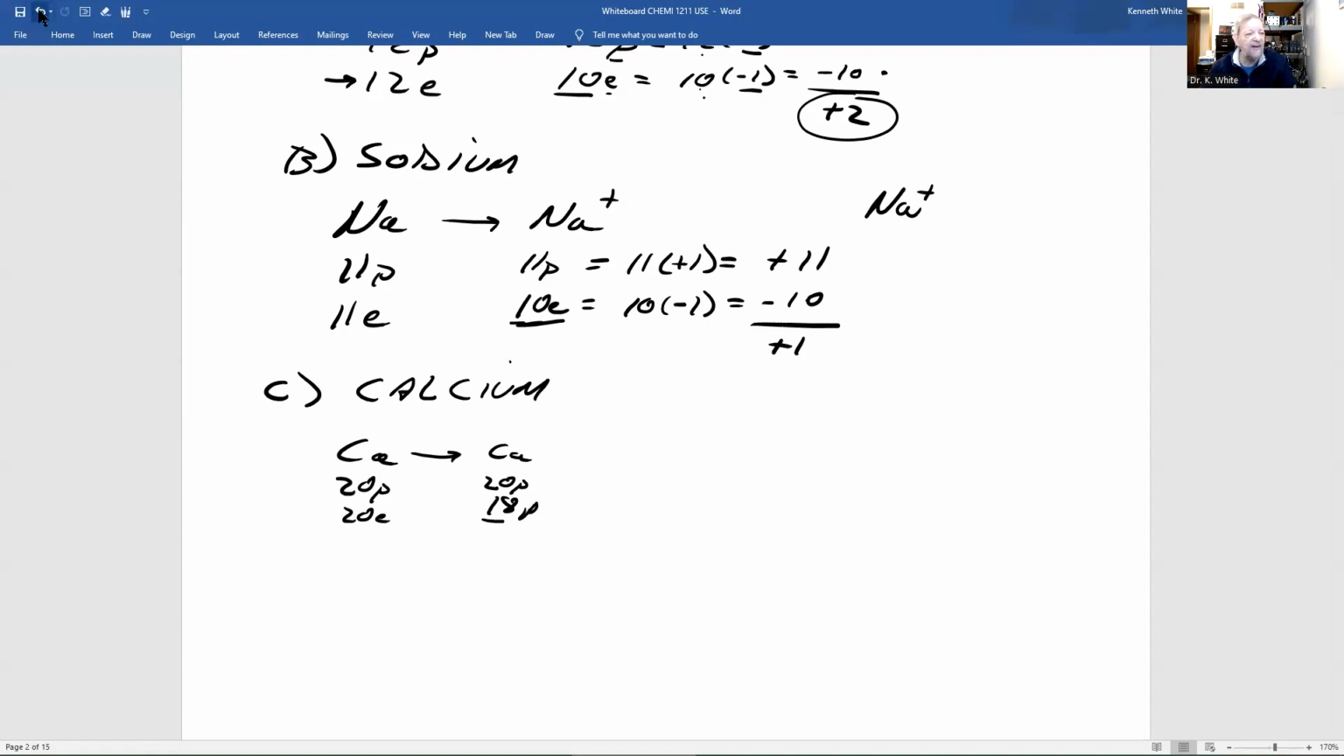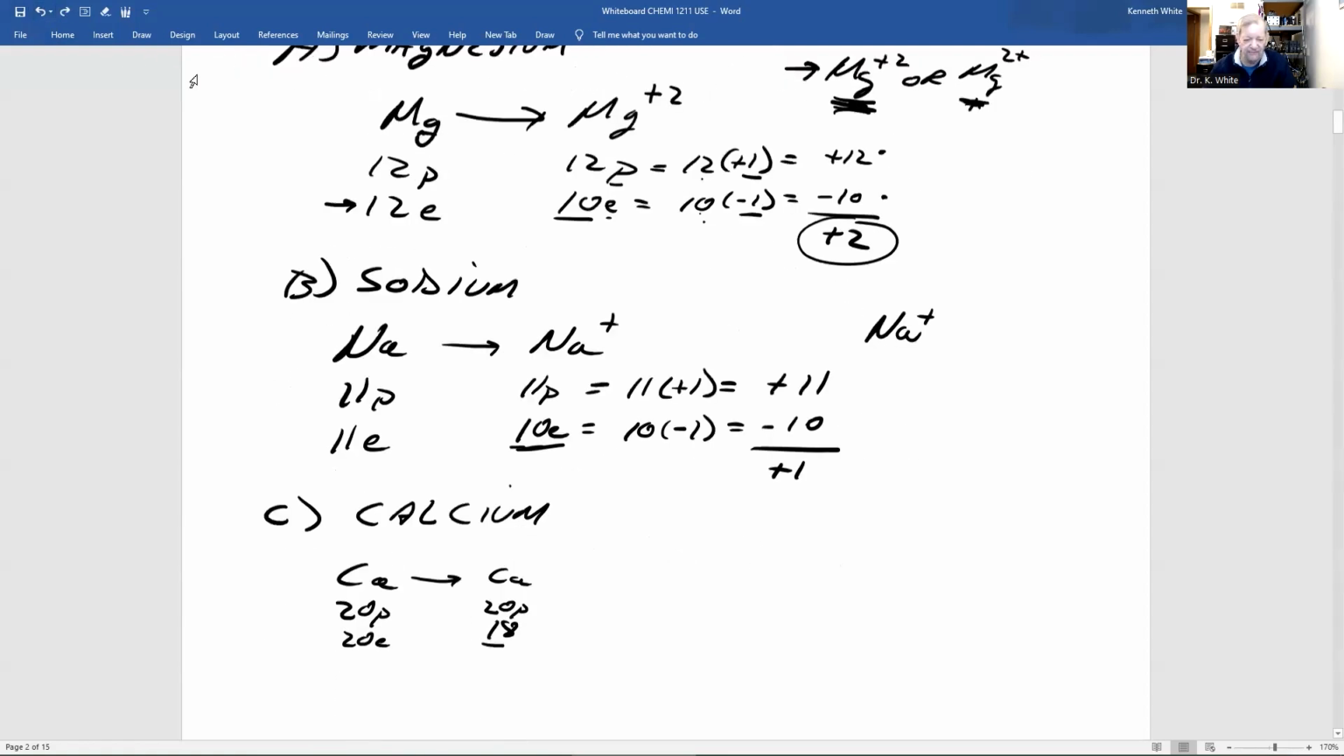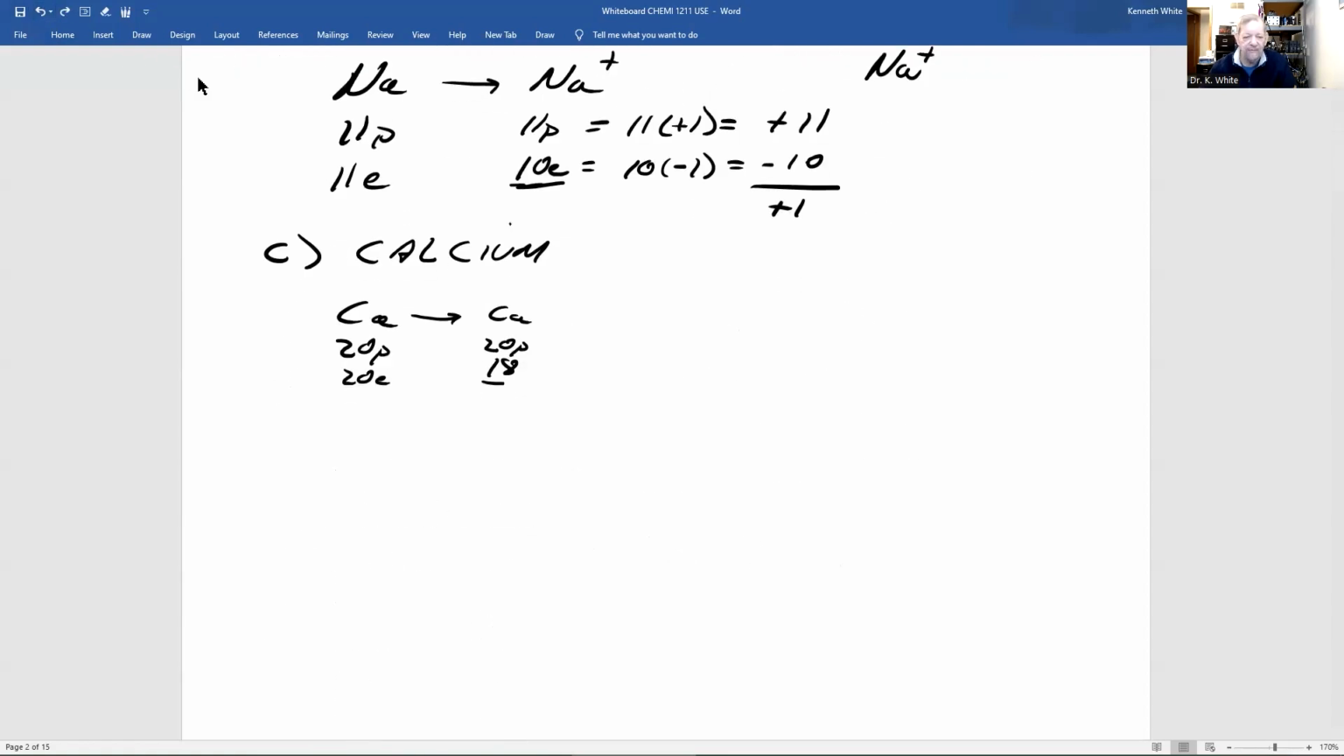Oops, that's an electron. And now each proton has a +1 charge. Each electron has a -1 charge. Do the math: plus 20, minus 18, multiply this times this. That's how I got that. Add them together, and I get a +2.